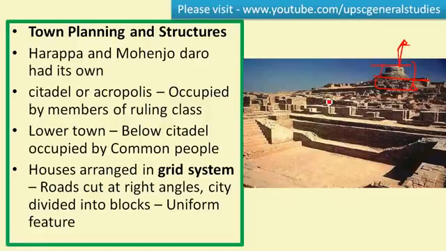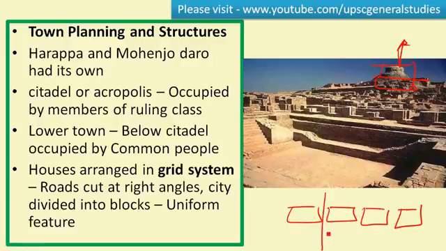Here the houses were arranged in a grid system, like grids, and these grids were interspersed by the roads. These roads cut the houses at right angles to each other. So this is a uniform grid system. These were found in almost all the sites of the Harappan civilization, majorly the developed Harappan sites.